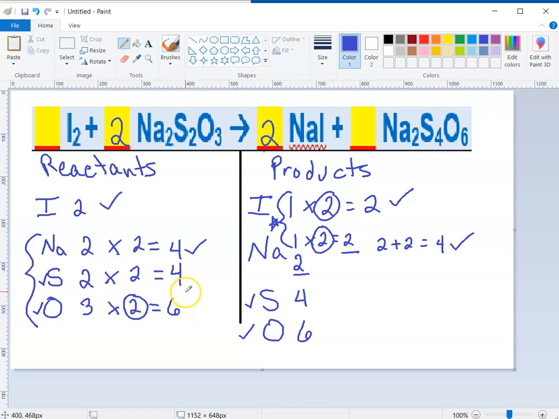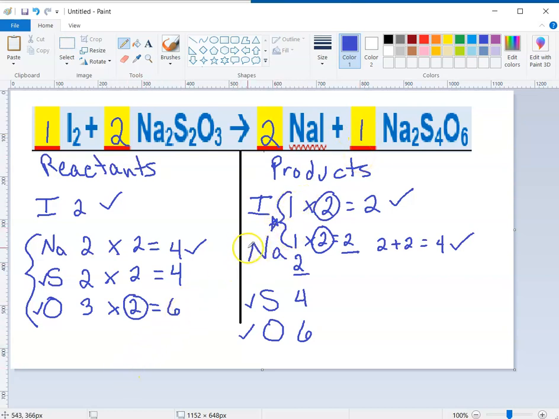So here's what I've got. I have 1 molecule of iodine. You don't have to write the 1. Normally we don't. But just for the sake of clarity, there is 1 molecule of iodine. There are 2 molecules of Na2S2O3. There's 2 molecules of NaI. And for the sake of clarity, I don't have to write the 1, but if I did, it's 1 molecule of Na2S4O6. You don't have to write those ones. So there you have it.